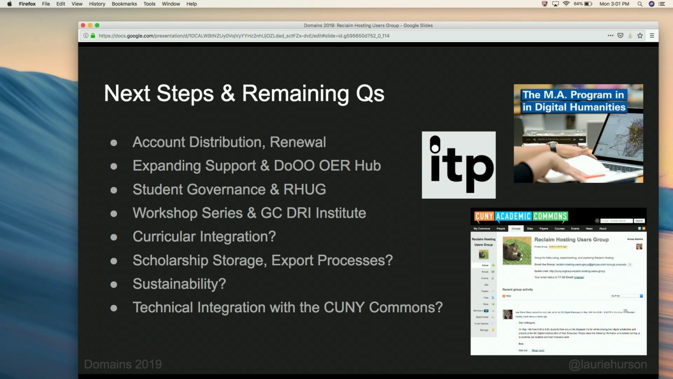So we call this the RUG group, which is kind of silly. RUG, Reclaim Hosting Users Group, with this cat sitting on a rug.